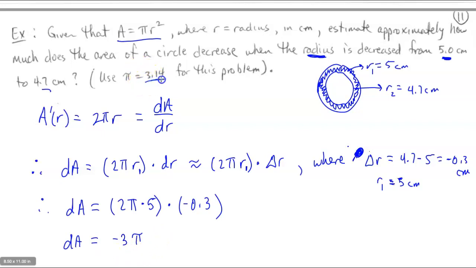And we're told here to use 3.14 for this problem. So this will be 3 times 3.14. And this is going to be a negative 9.42. And of course, this will be square centimeters. So we see that if our radius decreases by 0.3 of a centimeter, then our corresponding area decreases by 9.42 square centimeters.